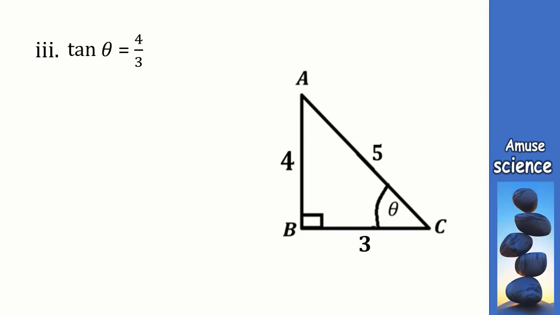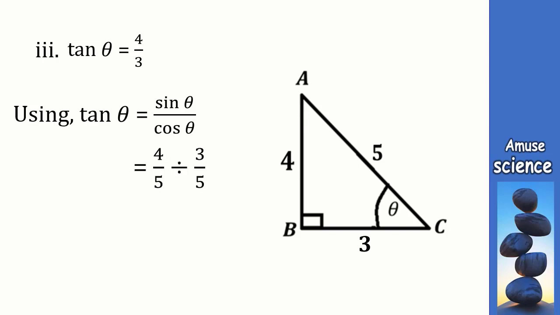There is another way we can find the value of tan theta if we have cos theta and sin theta. And that is, tan theta is a ratio of sin theta to cos theta. And so let's explore. We are going to have 4 divided by 5 divided by 3 divided by 5. By computing this, we get 4 divided by 5 multiplied by the inverse of 3 divided by 5, which is 5 divided by 3. And when we compute this, we are going to get 4 divided by 3, just as we had previously.